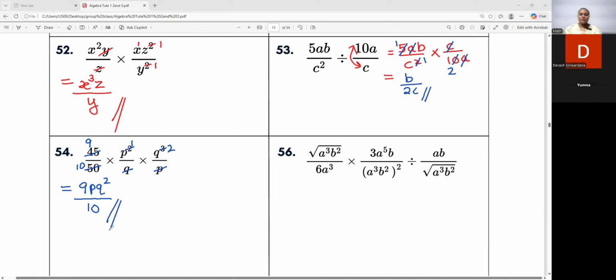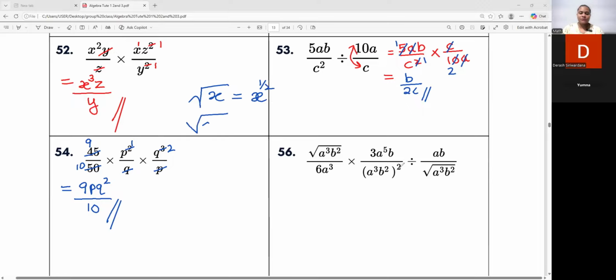9PQ squared over 10. Then 56. For 56 we have multiplication and division both. So square root means half power. Square root of x: the square root symbol represents the power half.